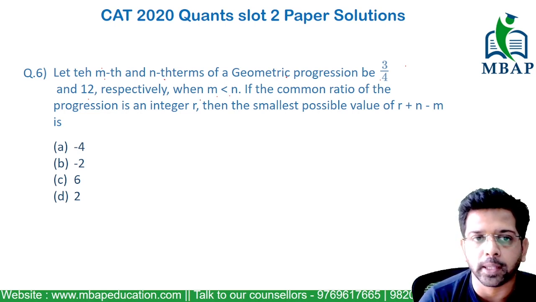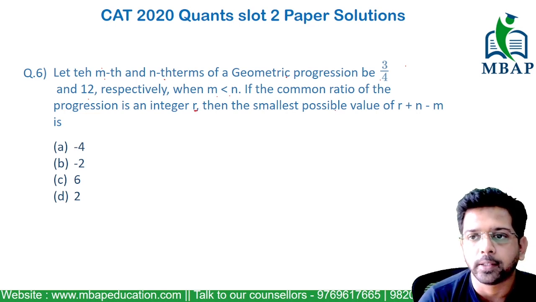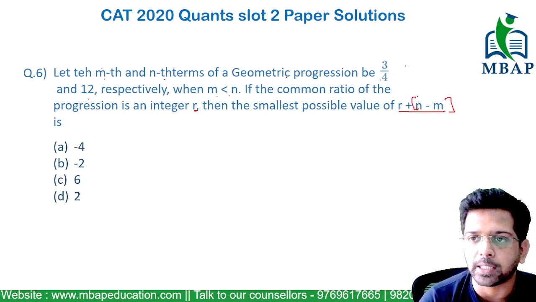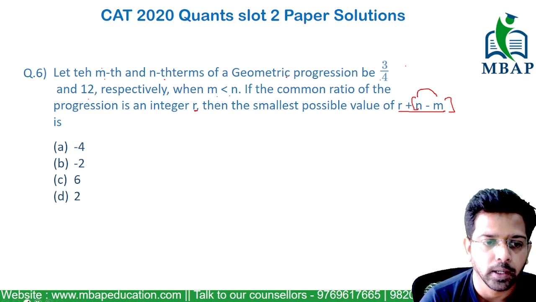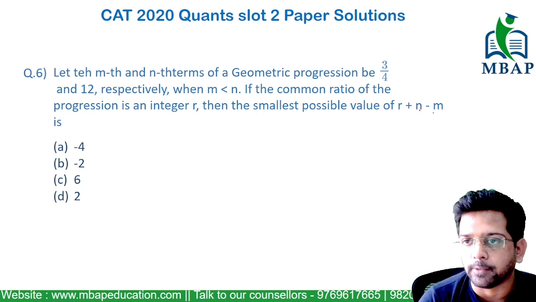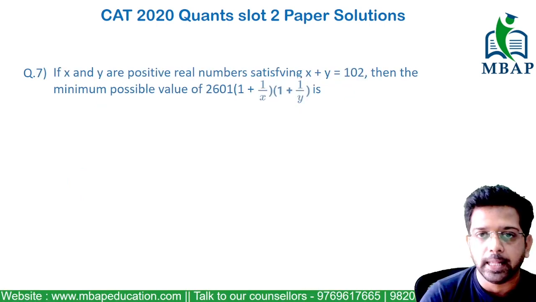If the common ratio r of the progression is an integer, then what is the smallest value of r plus n minus m? Now n minus m is basically the difference in the terms. If m is the first term, n is the second term, then it's 2 minus 1, which is 1. And the question is, you have to minimize this. So the difference in number of terms should be minimum and the common ratio also has to be minimum.